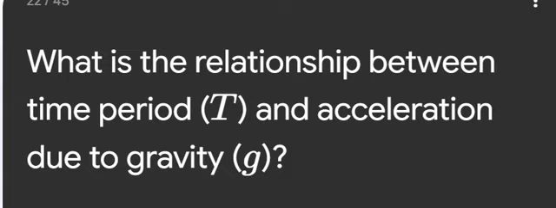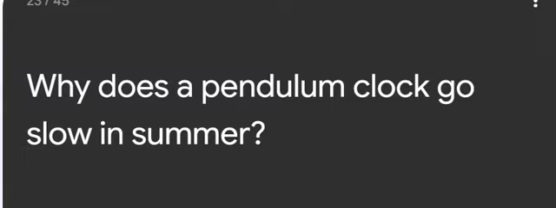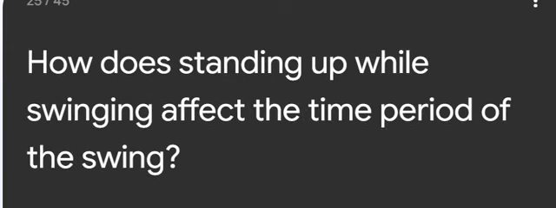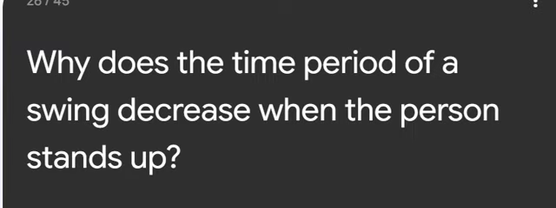22nd question is on your screen. What is the relationship between the time period and the acceleration due to gravity? Why does a pendulum clock go slow in summer? 24th. Why does a pendulum clock go fast in winter? 25th question. How does standing up while swinging affect the time period of the swing? Why does the time period of a swing decrease when the person stands up?